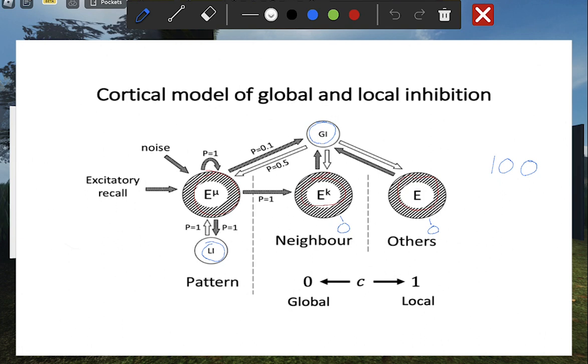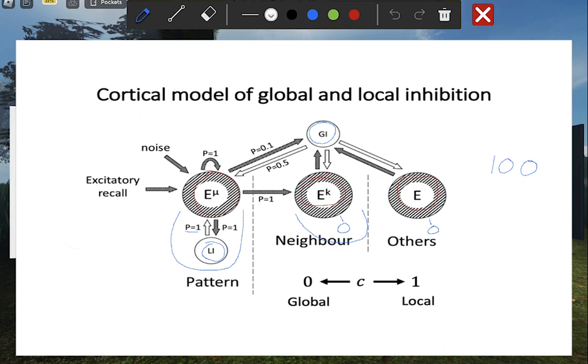Now these P values here, these are like the probability of connection. So the probability of the excitatory group and the local inhibitory group being connected to each other is 100% for this little module, this little memory, but then that's separated from this one.